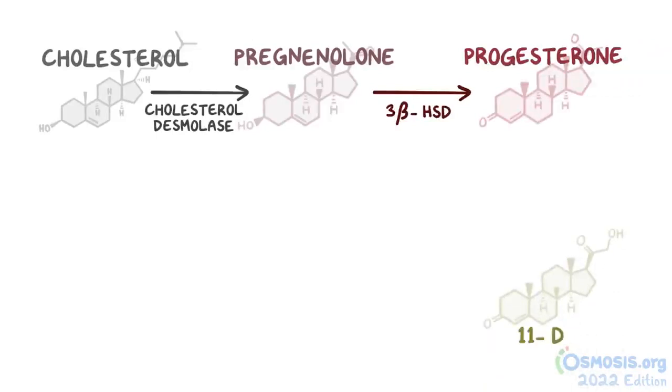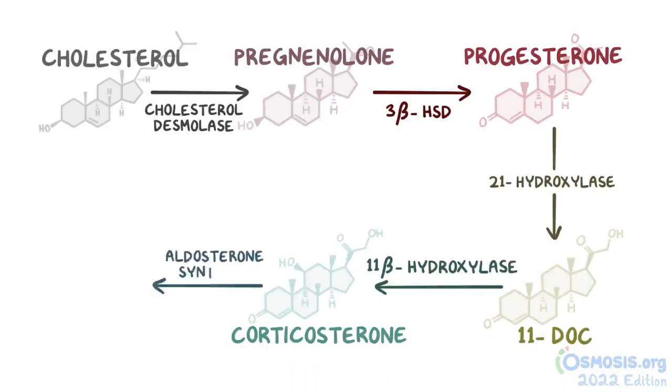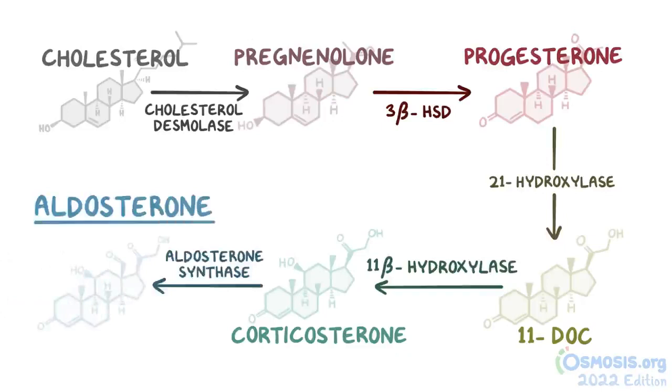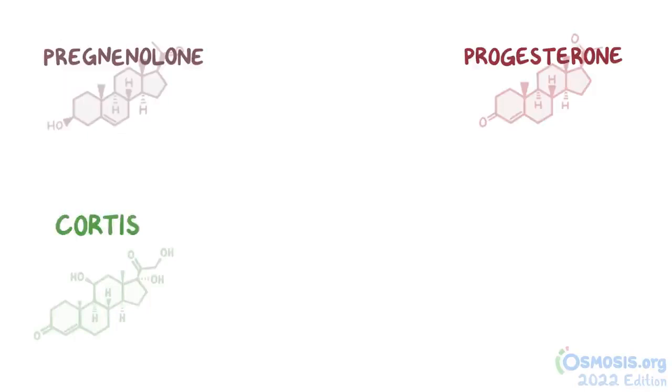Progesterone becomes 11-deoxycorticosterone under the influence of 21-hydroxylase. 11-deoxycorticosterone becomes corticosterone with the help of 11-beta-hydroxylase. And finally, aldosterone synthase turns corticosterone into, well, aldosterone, what you'd expect. Some of the pregnenolone and progesterone can be used to make cortisol by making their way into the zona fasciculata.